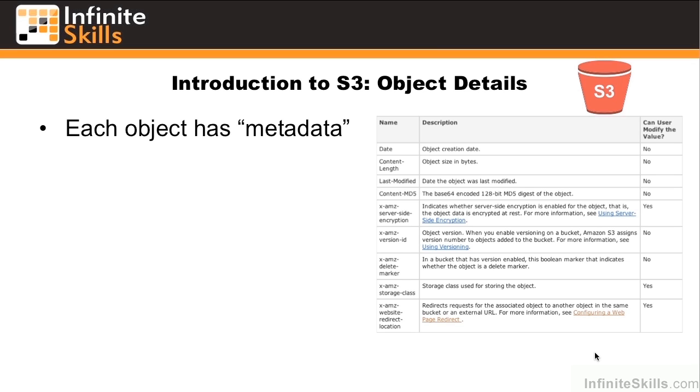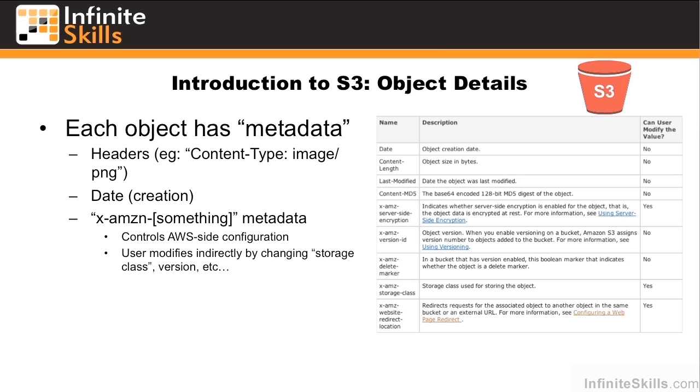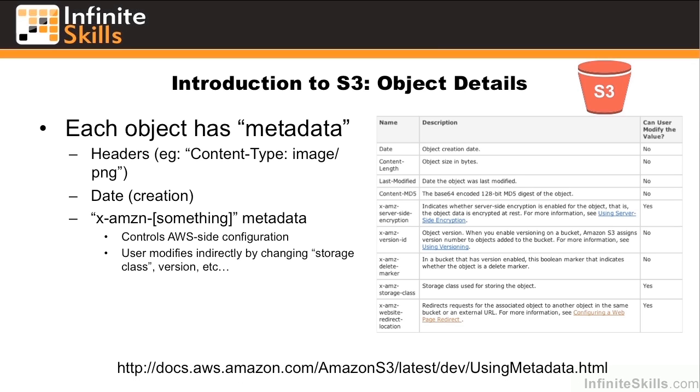Each object also has metadata associated with it. This data can be things like headers, such as the content type, the date of creation, and x-amazon-something metadata. The x-amazon parameters control AWS side configuration. The user modifies these indirectly by changing storage class, version, so on and so forth. More information on metadata can be had at this URL.